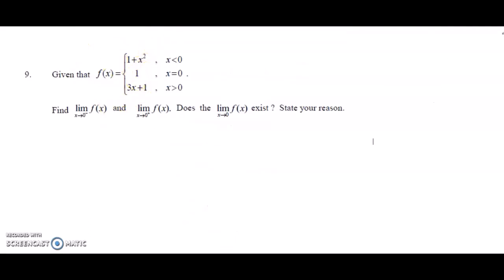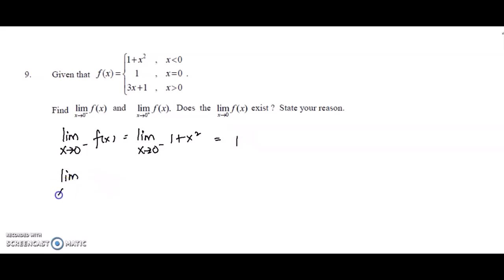For this question, this is a guided question, just asking you to find the left-hand limit at 0. When x approaches 0 from the negative side, x is in this interval, so you can substitute f(x) as the function 1 plus x squared. Then put in 0, you get 1.